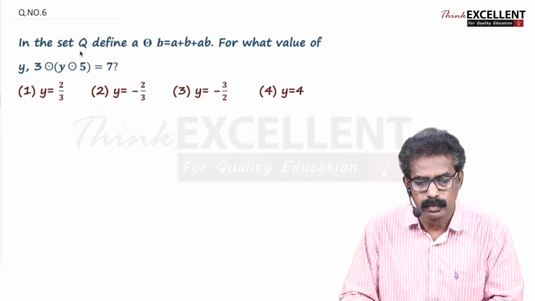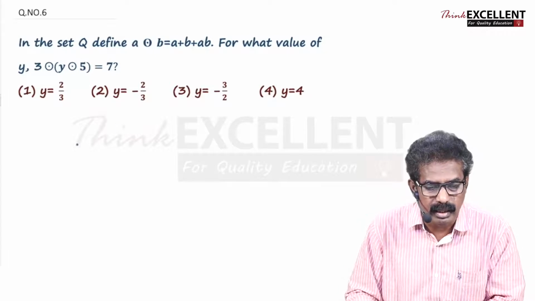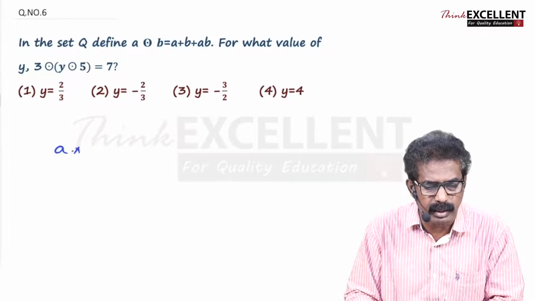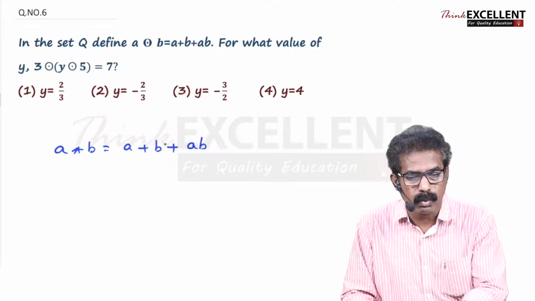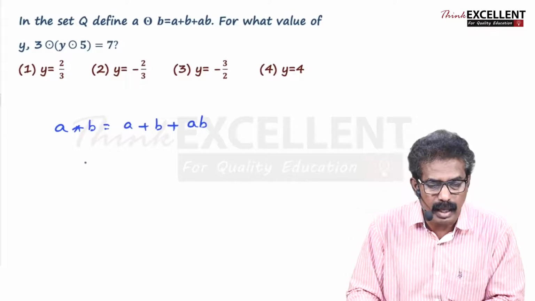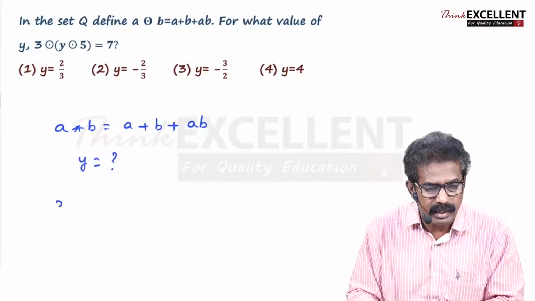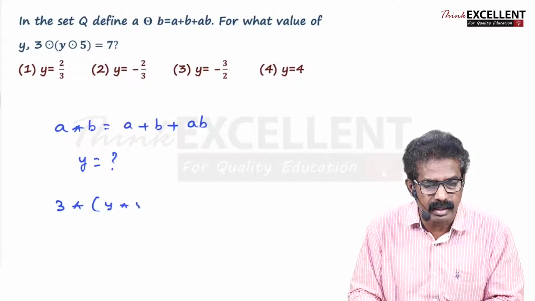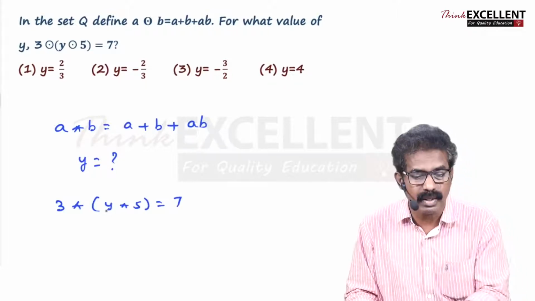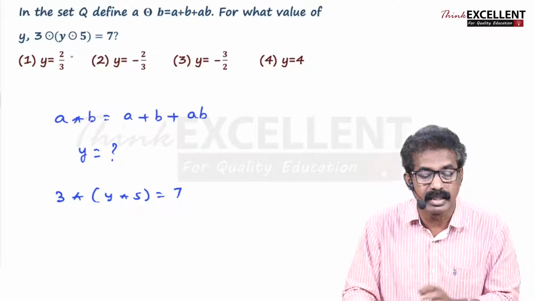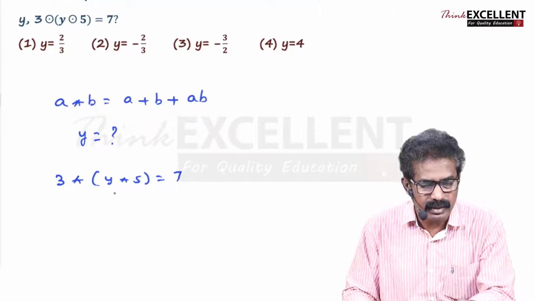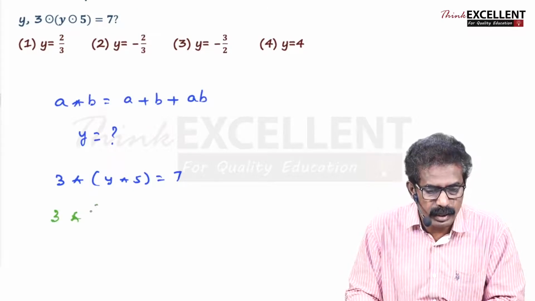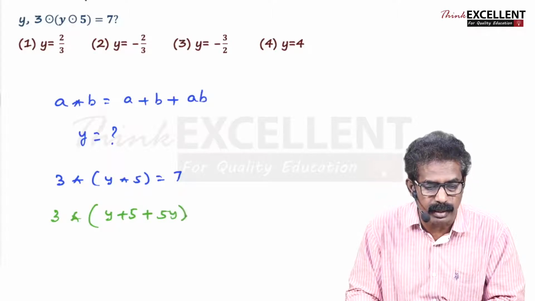In a set Q, star, or here circle, A star B is equal to A plus B plus AB. For what value of y is 3 star y star 5 equal to 7? So you have to find the y value. See how star is defined here. A star B is A plus B plus AB: add them, plus multiply them. So first the term inside the bracket, y star 5: add them, y plus 5, plus multiply them, 5y, equal to 7.